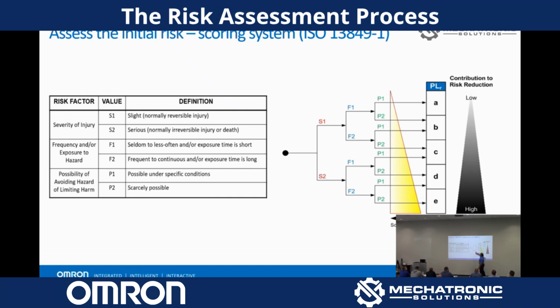Let's say I am only interfacing with it seldom, like once a week, okay? What's the probability of avoidance? And it's gonna happen, okay? Performance level D. So that's the PLR, performance level required of your safety circuit is a performance level D.